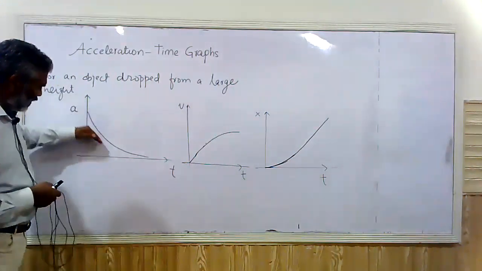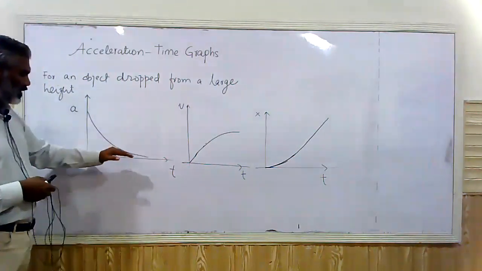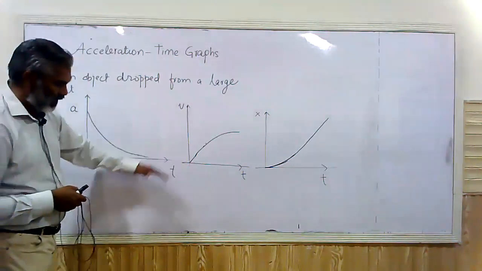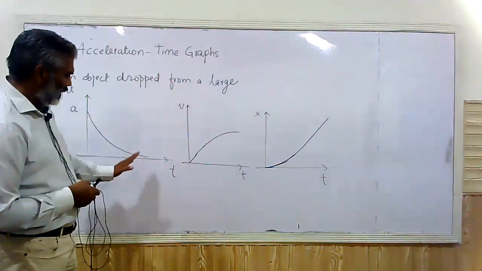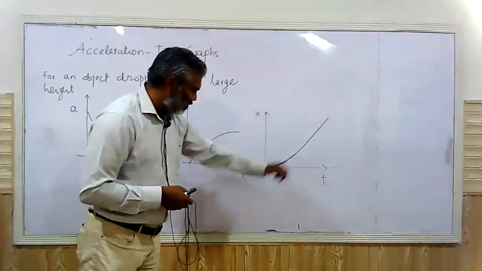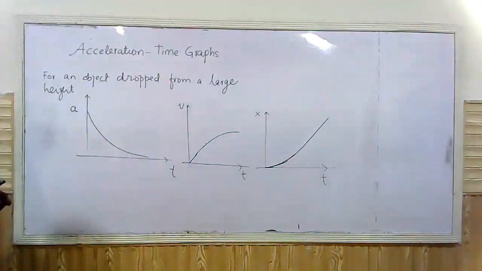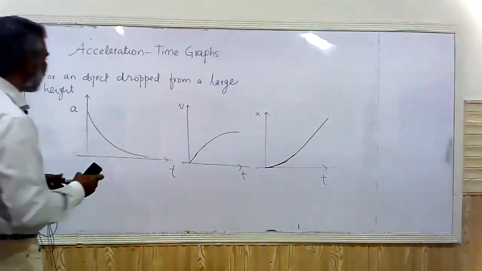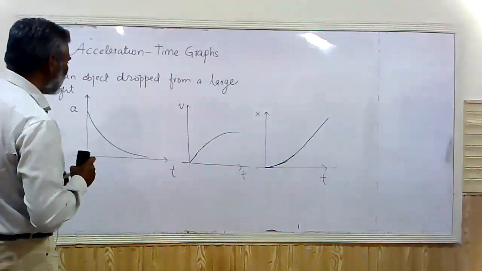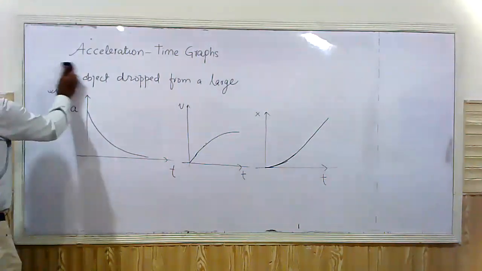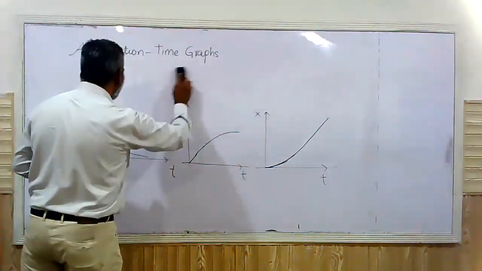And the same picture is shown in this because acceleration becomes more or less constant. So this part needs to be understood. So this is what happens when an object is dropped from a very large height. Now, let's discuss a few other situations.